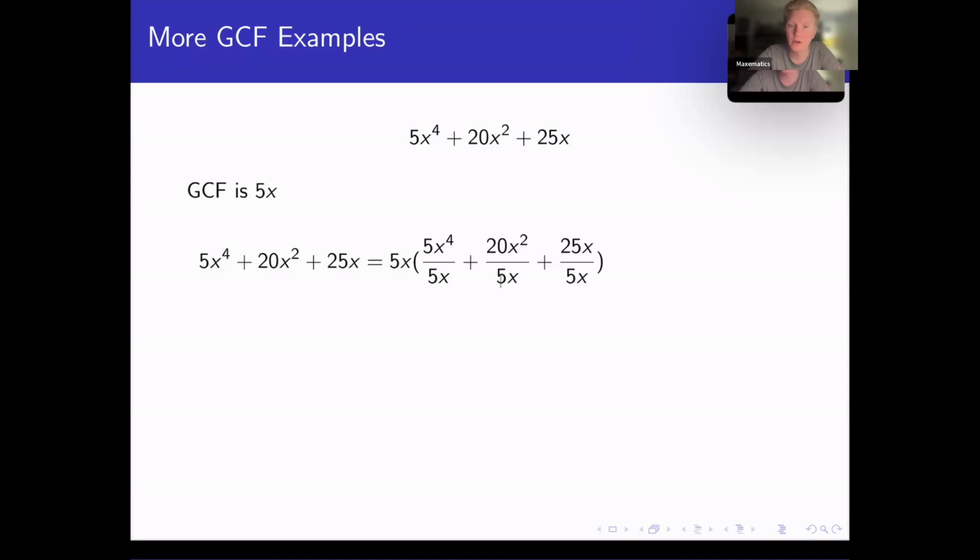20 over 5 is 4. X squared over x is just a single x. 25 over 5 is 5. And those x's cancel out. So again, this is the factored version of the original: 7x to the fourth plus 3x cubed plus x squared.